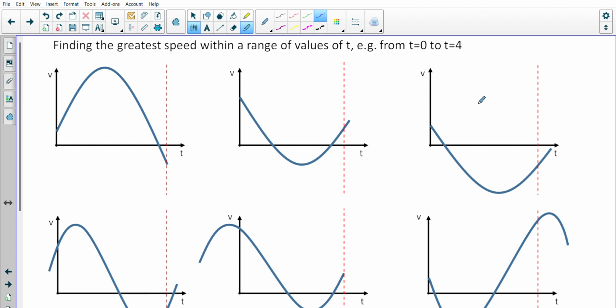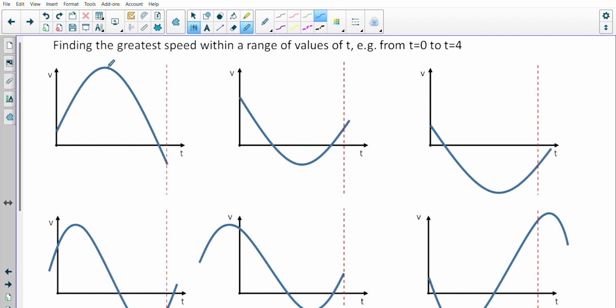When we're thinking about greatest speed as well, speed is the magnitude of velocity. Again, it's a size, it needs to be positive. So I could have a positive or negative velocity, but I'm looking at which one is the largest, whether it's positive or negative, because I'll be doing the magnitude of that to get the speed. So in other words, think about the absolute value of the velocity.